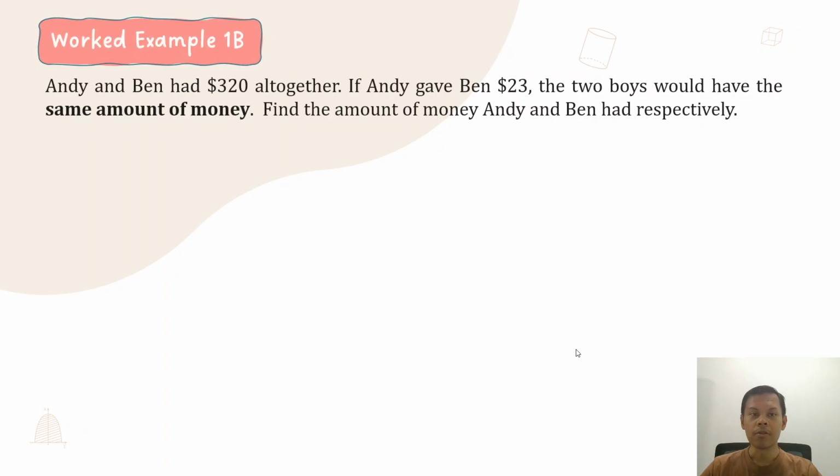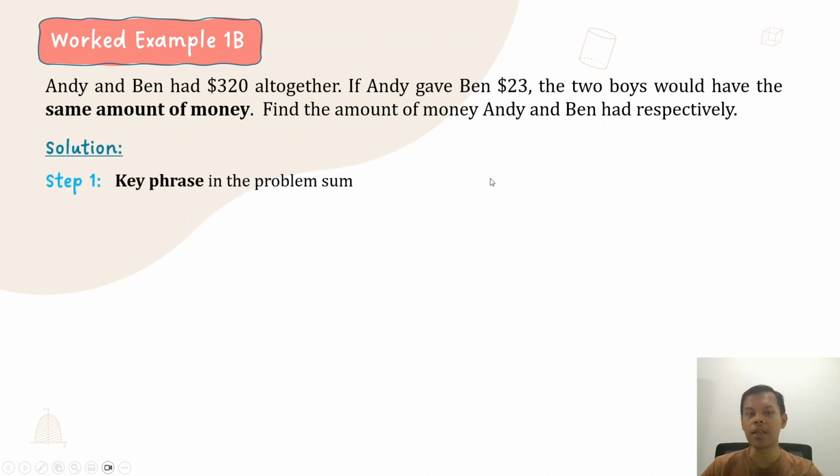Okay, so let's go through the second example. Andy and Ben had $320 altogether. If Andy gave Ben $23, the two boys would have the same amount of money. Find the amount of money Andy and Ben had respectively. So this question is quite similar to the previous question. At first, both of them have this, and then someone gives some amount of money, and then both of them are going to have the same amount of money.